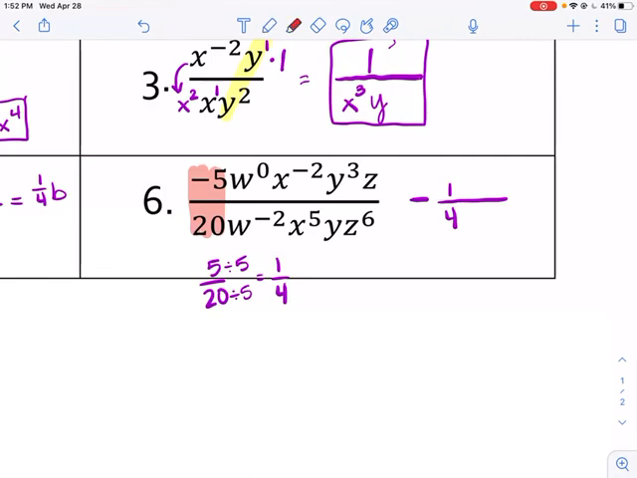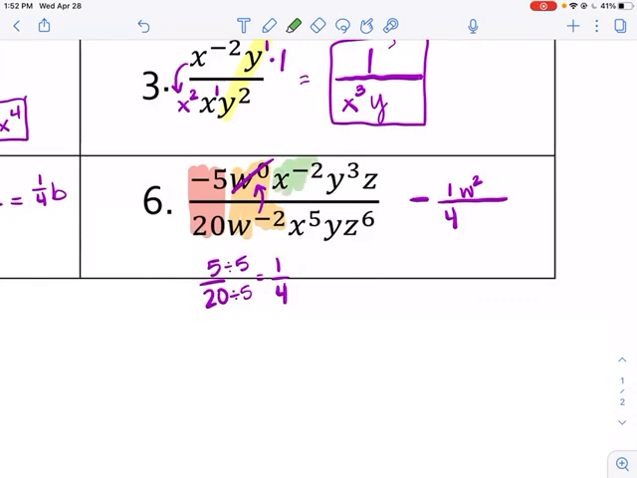Now let's look at our next letter. We already dealt with the numbers, so we're going to do w to the 0 over w to the negative 2. Now that w to the 0, anything to the 0 power equals 1, so I'm just going to cross it out. And that w to the negative 2 will move to the top, just like we discovered earlier. So we're going to put w squared. Remember, if a negative power moves, then it's no longer negative.